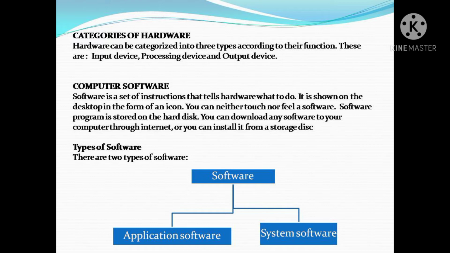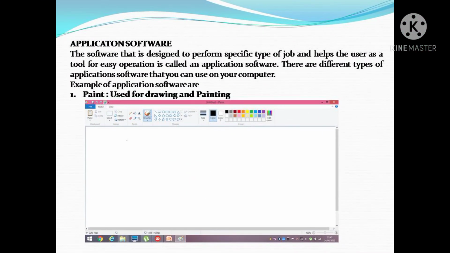Now there are types of software. We will learn the types of software. There are two types of software. What are those? Application software and system software. Now let us see about application software. The software that is designed to perform a specific type of job and helps the user as a tool for easy operations is called application software.